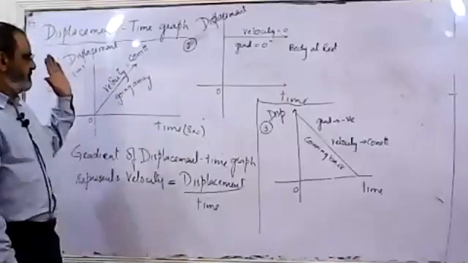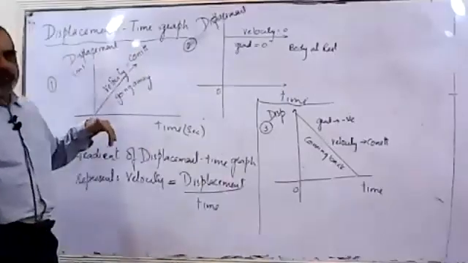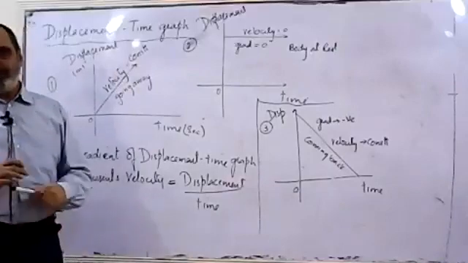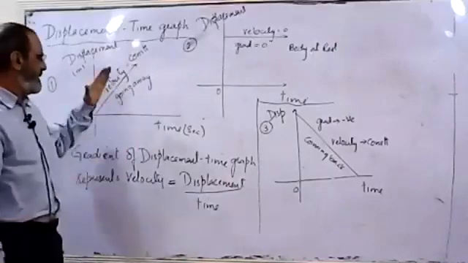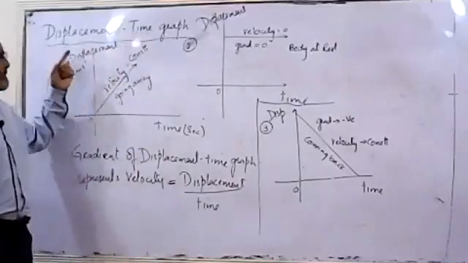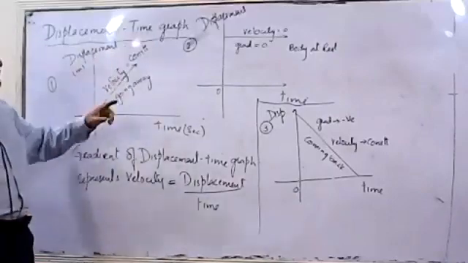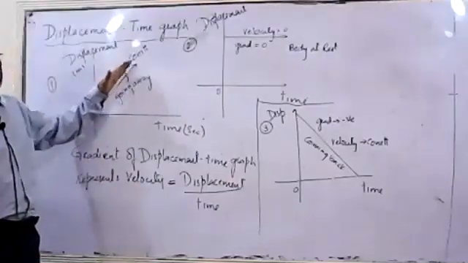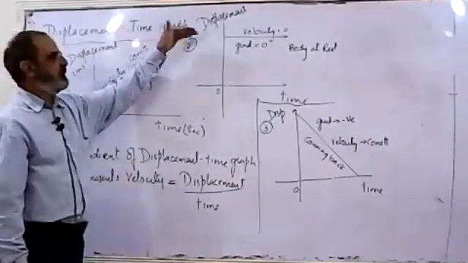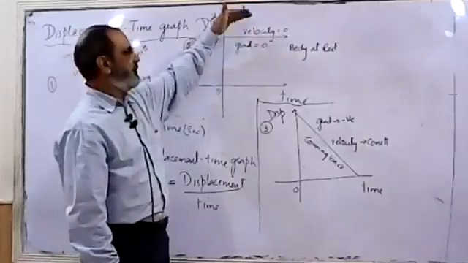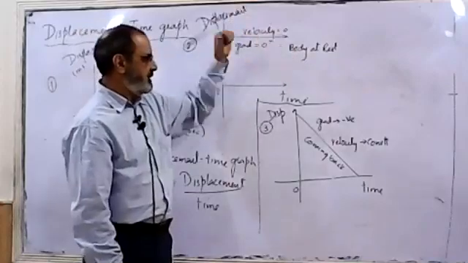So we have considered three cases. First of all, in all these cases, lines are straight. A straight line represents a constant quantity. Because it is a displacement time graph, the line is representing velocity, so the object is moving with a constant velocity. When the line is horizontal, the gradient is 0, so the velocity is 0, or the object is at rest.